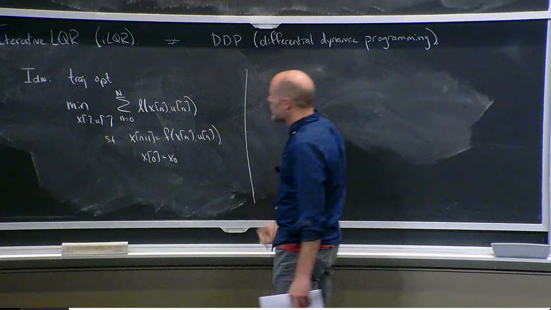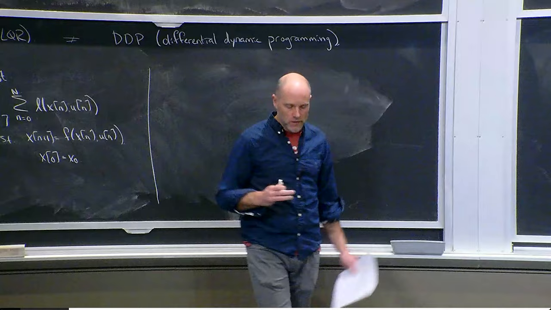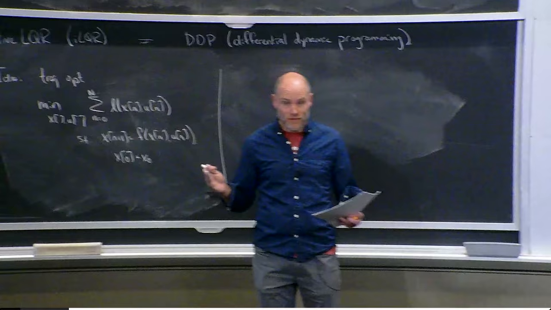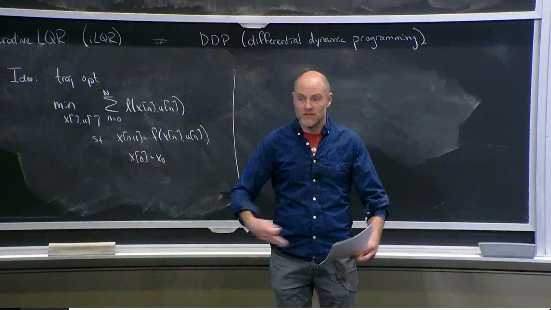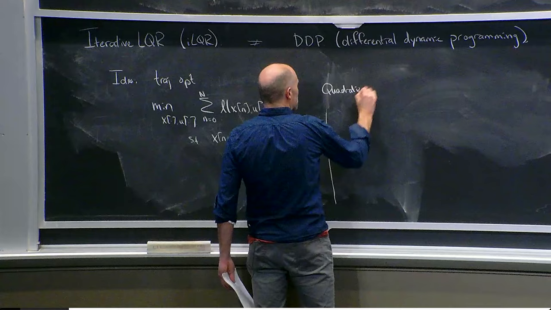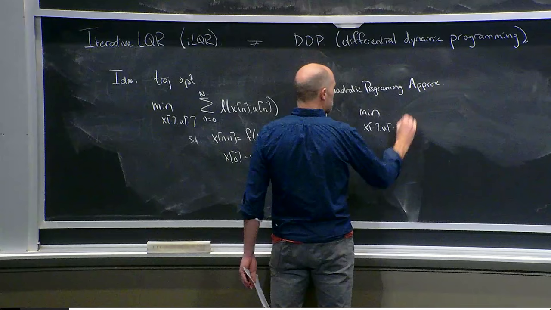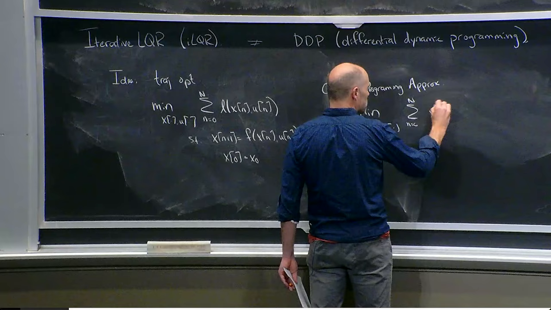I told you one of the ways the solvers try to solve this is with sequential quadratic programming, which, roughly speaking, makes a quadratic approximation of your objective and a linear approximation of your constraints, solves the QP, and then continues. So you can imagine a quadratic programming approximation of this would look like min of, I'm going to make a quadratic approximation of that objective, I'll get something that looks like, plus some cross terms.